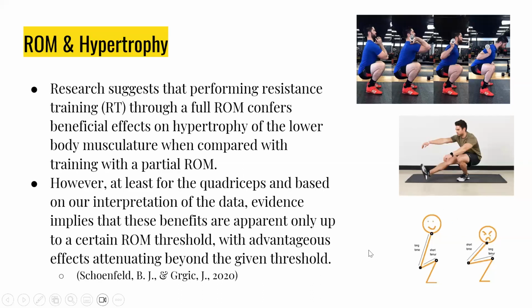So a little bit about range of motion and hypertrophy. You know the significance of range of motion with resistance training or muscular fitness. Research suggests that performing resistance training through a full ROM confers beneficial effects on hypertrophy of the lower body musculature when compared with training with a partial range of motion, right?